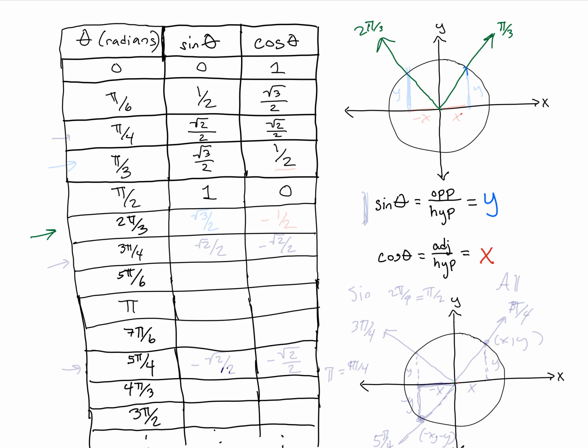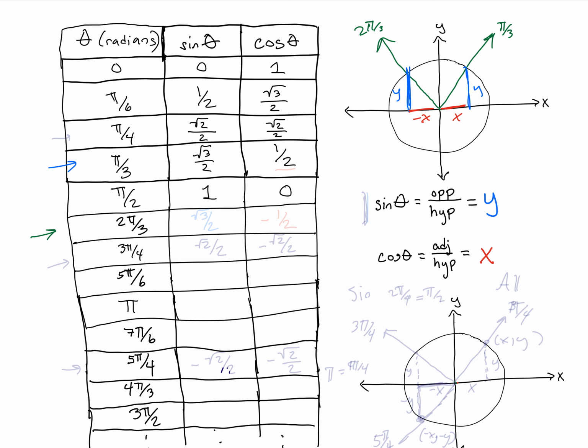So note that the height of the y value should be exactly the same on each side, and the actual magnitude of the x value is also the same on each side. But if this is positive x, then this is negative x, and if this is positive y, then this is also positive y. So that means that there is a relationship between our values for pi over 3 and what we have for 2 pi over 3.